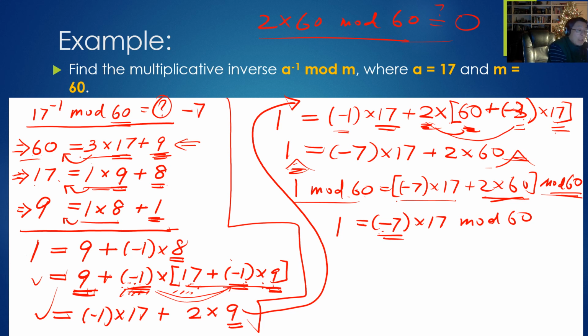However, in the RSA, I want to find the multiplicative inverse of 17 within the range of 1 and 60. So I want to actually find the multiplicative inverse within the range of 1 and 60.